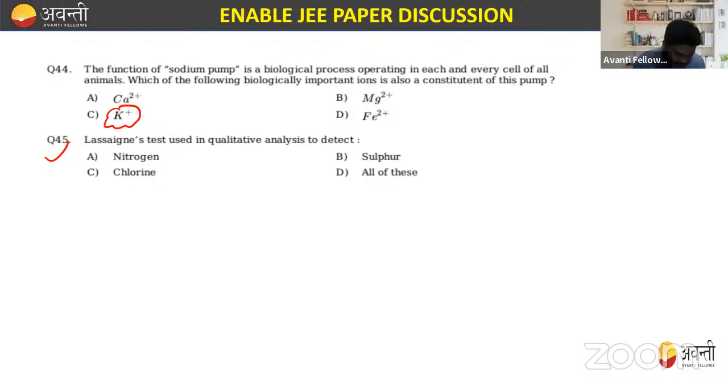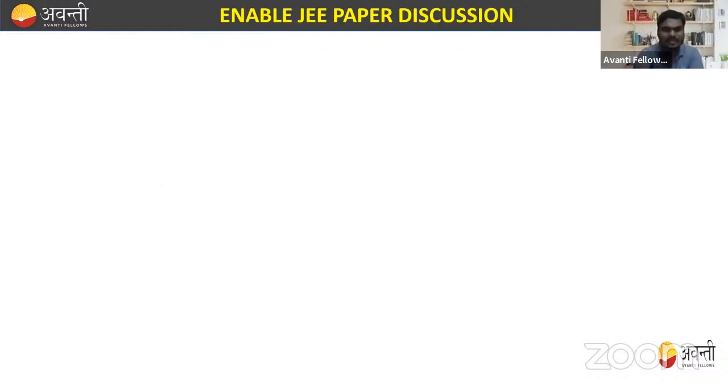Nitrogen, sulfur, and chlorine. These all are obtained in a qualitative manner by using this test. So all of these are the correct option for this question, right? Next.